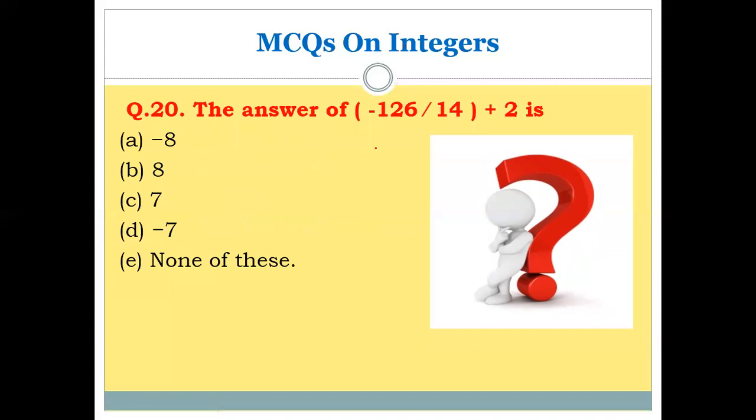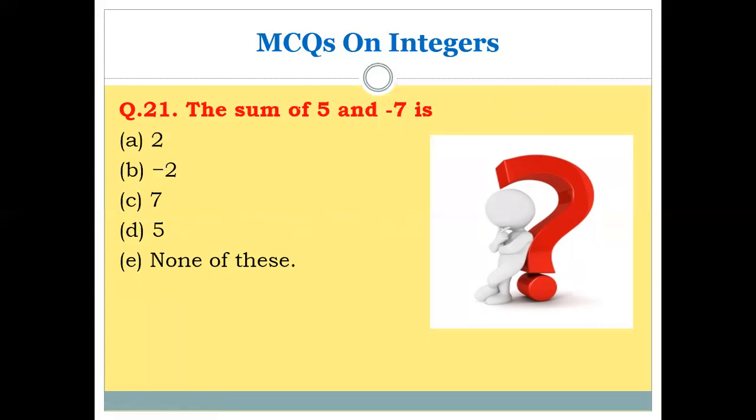Next we have the answer of minus 126 divided by 14 plus 2. So here we have division of a negative integer by a positive integer 14. If we divide minus 126 by 14, we need to count the table of 14. 14 divides minus 126 9 times, so it becomes minus 9. And then we have plus 2. So minus 9 plus 2 will be minus 7. So we have got the answer here, minus 7, and the correct option is D.